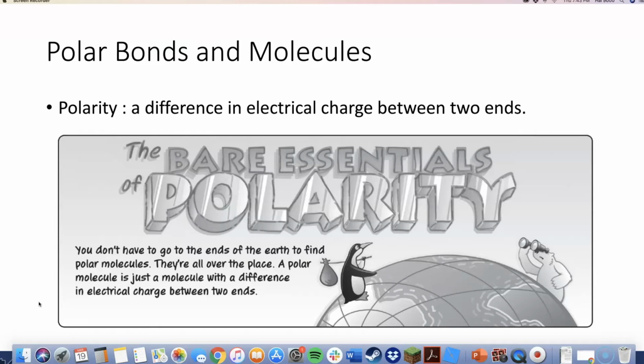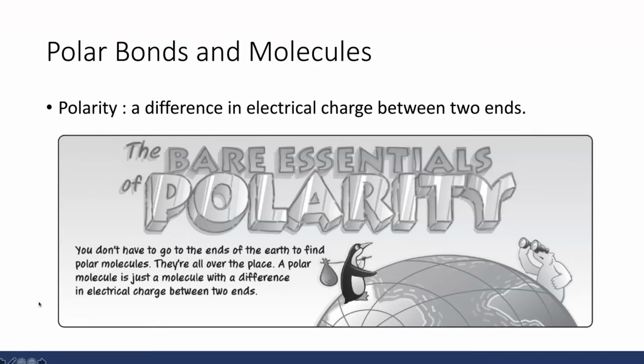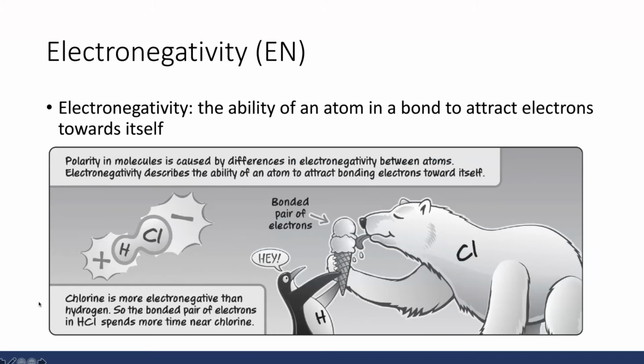So let's consider electronegativity. So before we can really consider polarity, we have to understand electronegativity. So that is just the ability of an atom in a bond to attract electrons towards itself. So in our example here, chlorine, a very electronegative element, is represented by a large, strong polar bear. Hydrogen, not very electronegative, is represented by a smaller penguin here, and the electrons of the bond in between them is represented by 2 scoops of ice cream.